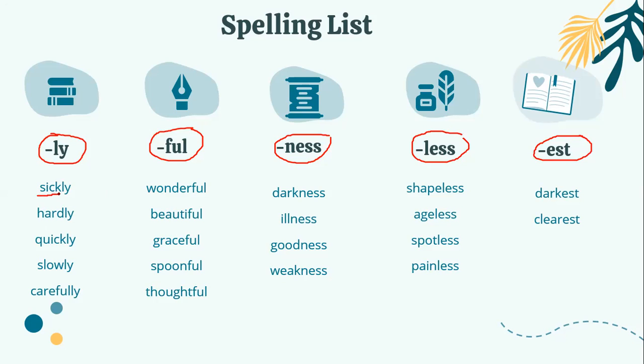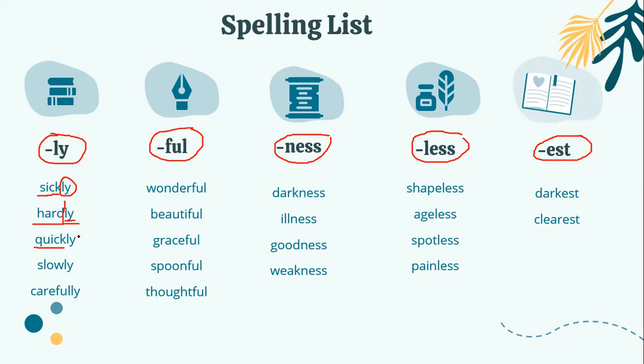Sick. When I'm describing an action done in a sick way, I say sickly. Here we added the ly suffix to sick. Hardly. The main word is hard, and ly is the suffix added. For example, I hardly solved the quiz or the homework because it was very hard. I'm describing the action of solving the homework.